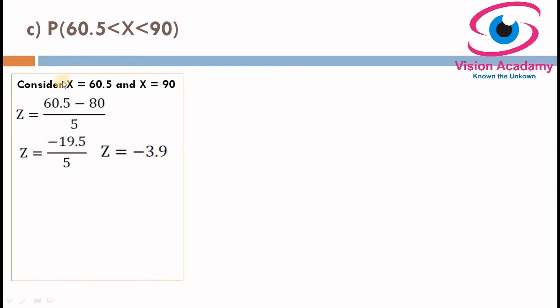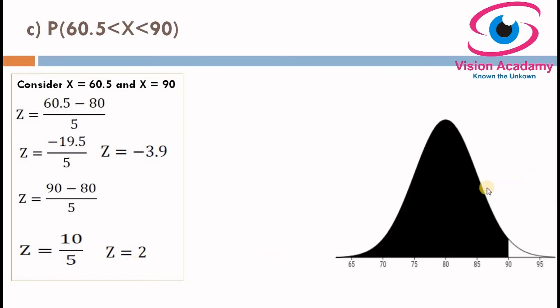So this is the Z value for x lesser than 60.5, and we have to consider one more example, that x is equal to 90. 90 minus 80 divided by 5. When we simplify this, 10 by 5. So our Z value for x is equal to 90 is 2. Now we have to plot this data in the normal curve. So the whole shaded area is our interested area in this problem.